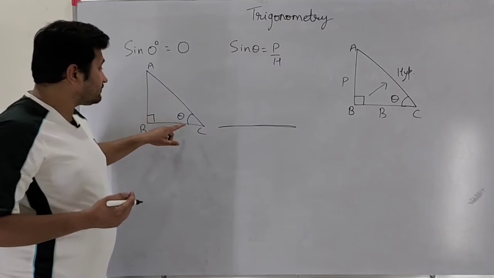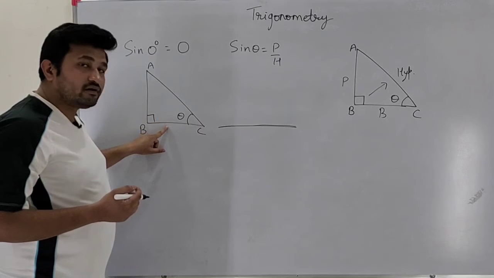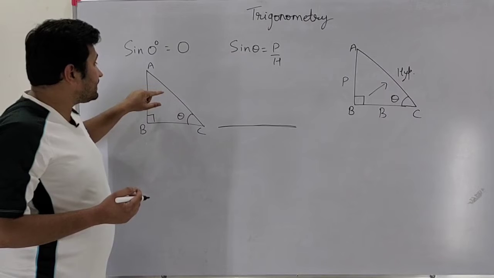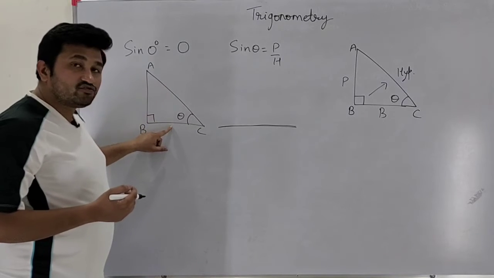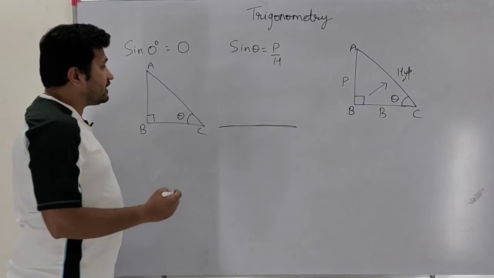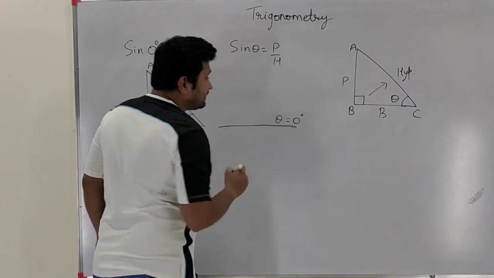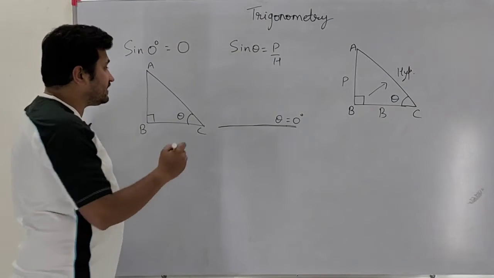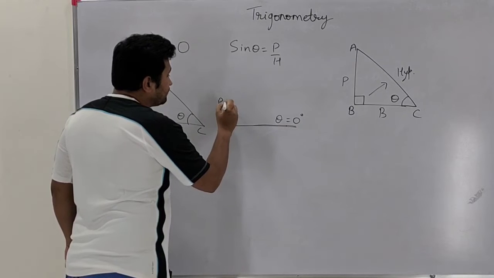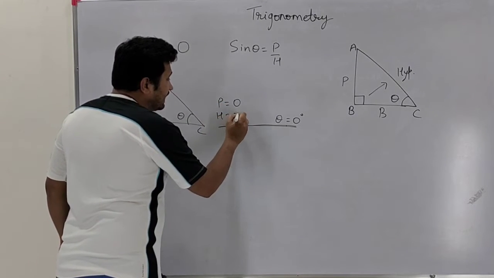Because when we consider this angle as 0 degree, the hypotenuse will lie on it, and only then will we get a 0 degree angle. So the hypotenuse and base will be equal and the perpendicular will be 0. When theta is equal to 0 degree, the perpendicular is no more there, so the perpendicular is equal to 0, and the hypotenuse may be of any length.